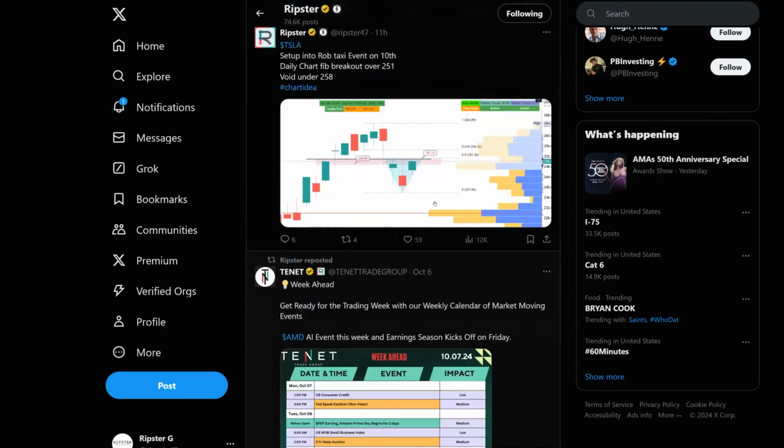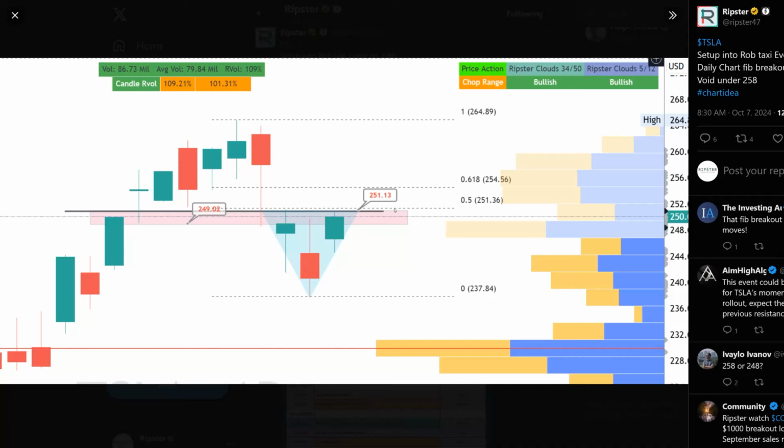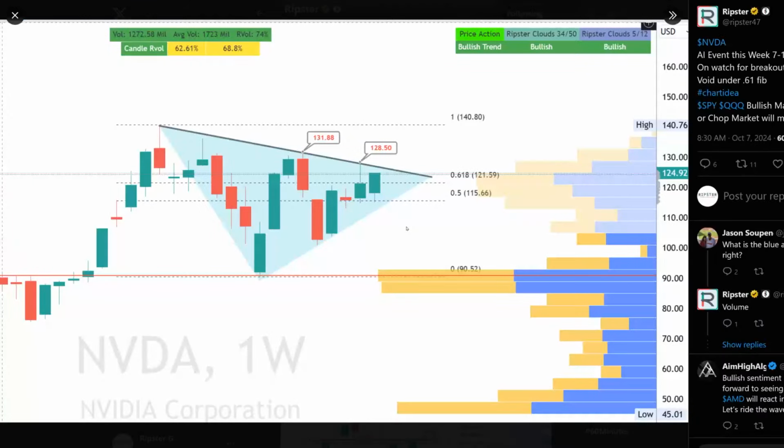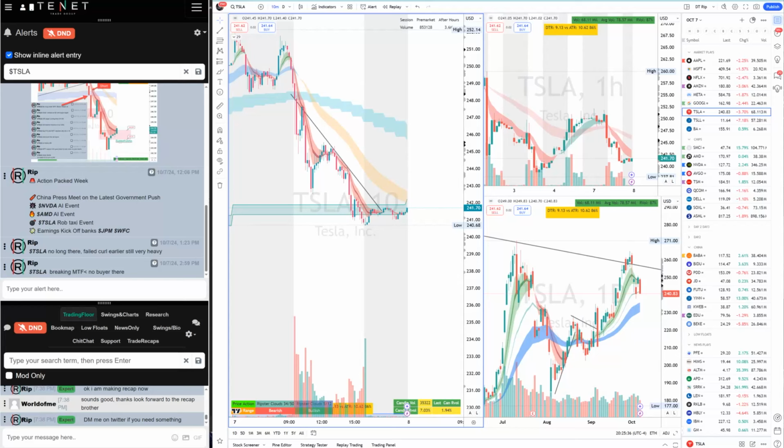Let's see. Yeah, see, I had a setup, but it never triggered. My setup never triggered, so I'm not going to blindly long it. My NVIDIA setup triggered. So that's the difference between NVIDIA and Tesla. We traded long NVIDIA and we shorted Tesla. So that's such an important lesson there. So how to preserve your capital: understand the trend.